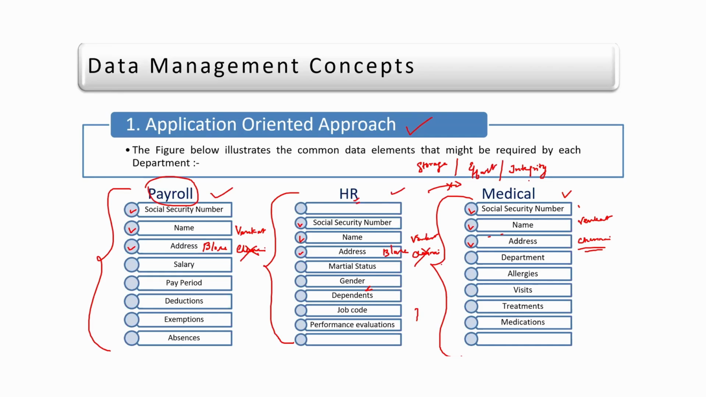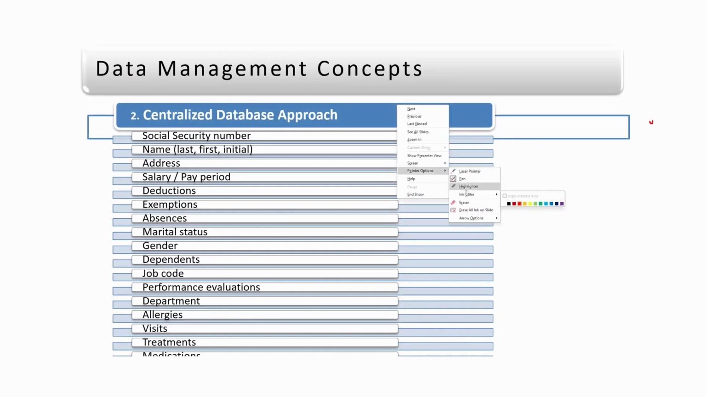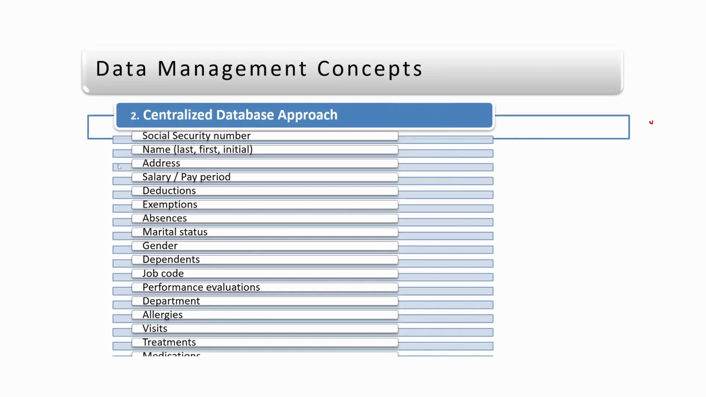So this was the approach in the initial days, and they found a solution for this approach. The solution was this. It's called the centralized database approach. In the centralized database approach, they combined the complete three databases into one database. The payroll, HR, and medical applications were joined together so that we don't have the data redundancy issue. So the data is not repeating now, and it is only in one place.